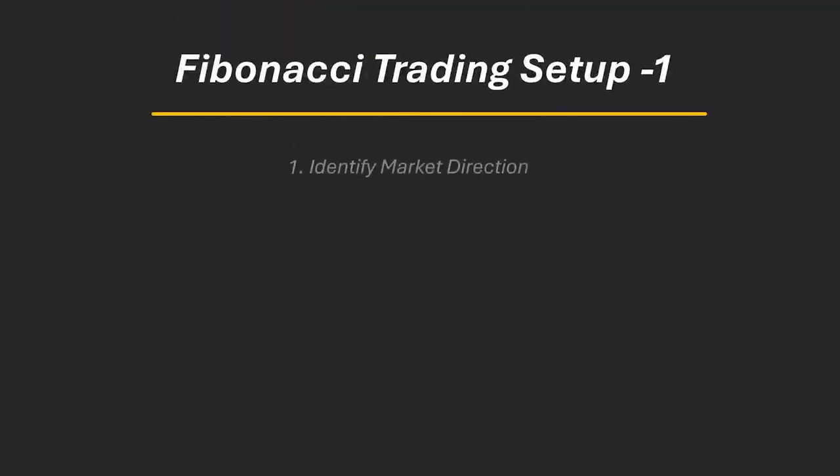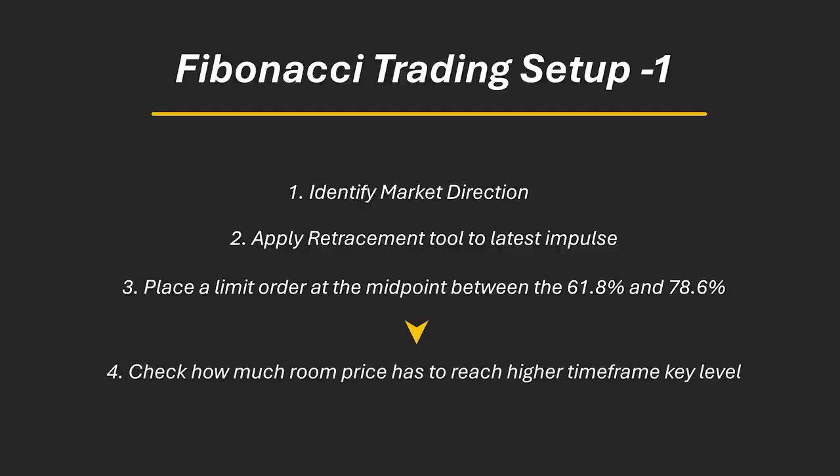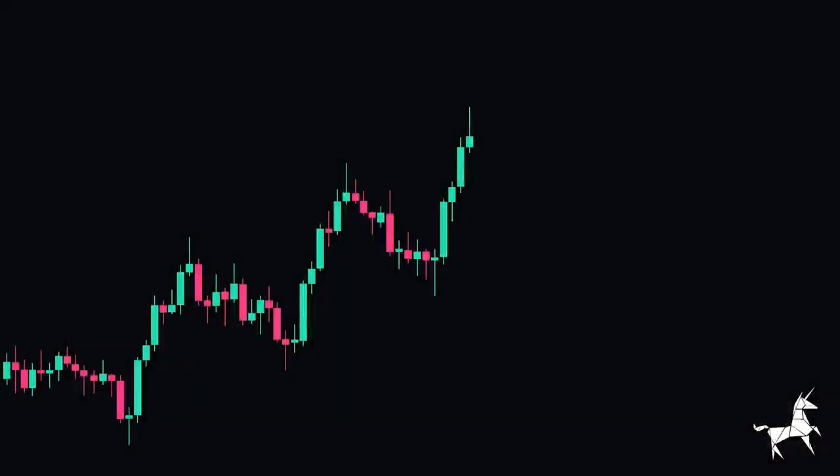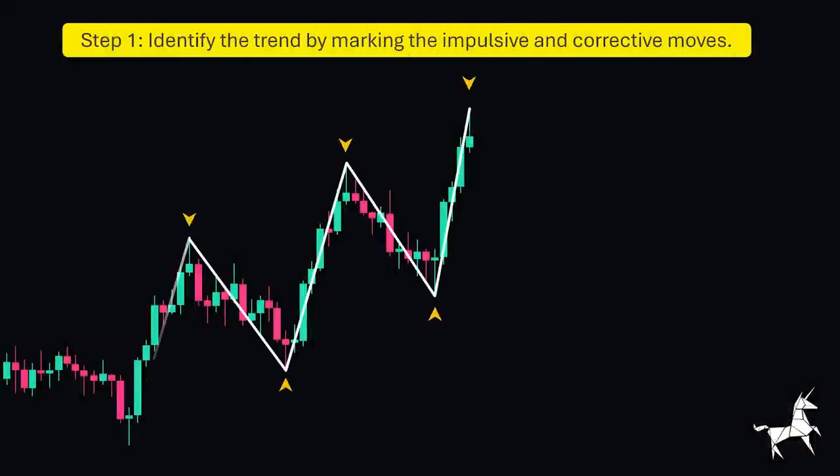The first strategy is a simple yet powerful trend continuation setup that combines market structure with Fibonacci retracement levels. Open any chart on TradingView. Step 1. Identify the trend by marking the impulsive and corrective moves. If you cannot clearly identify a trend and the market looks choppy, simply close the chart and look for another pair. This strategy works best in trending markets. If the market is in an uptrend, we only look for buying opportunities. If the market is in a downtrend, we only look for selling opportunities.